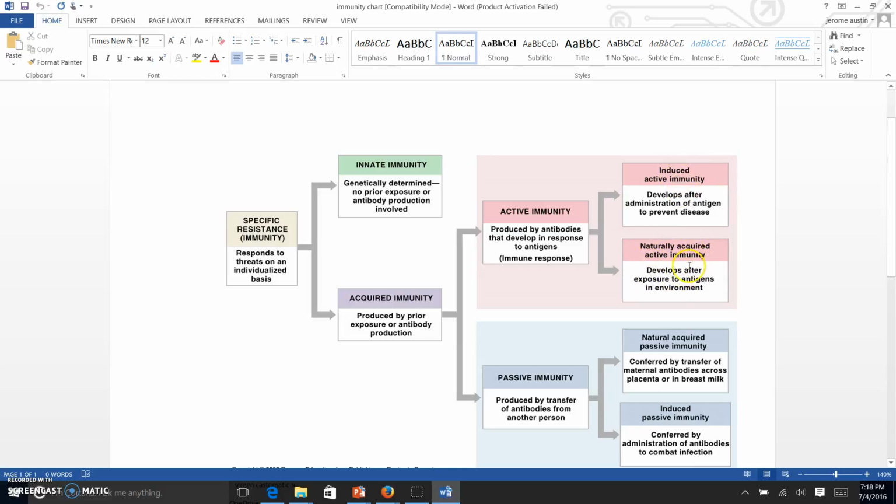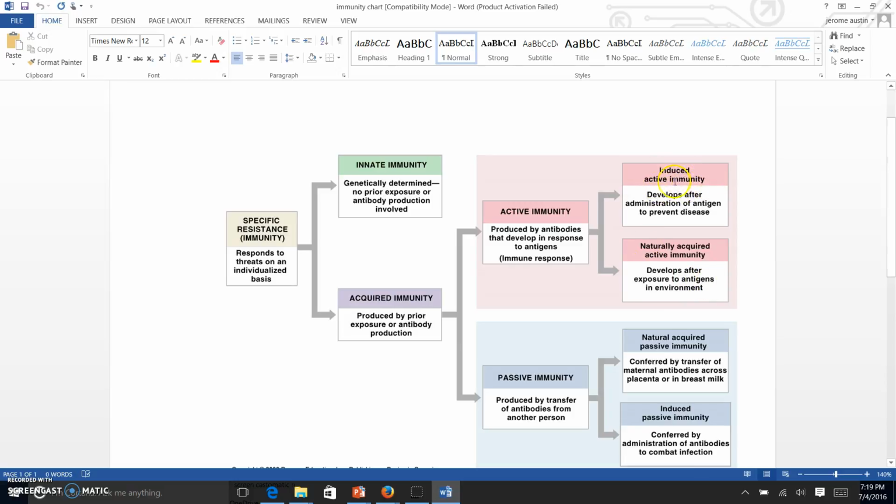Now, naturally acquired active immunity would be the whole process we described where we get infected by something, we activate our B cells, which produce plasma B cells, and the plasma B cells then, because we were exposed to the infection, produce our own antibodies, and then we do that again because we are exposed to the antigens, the things that make us sick.